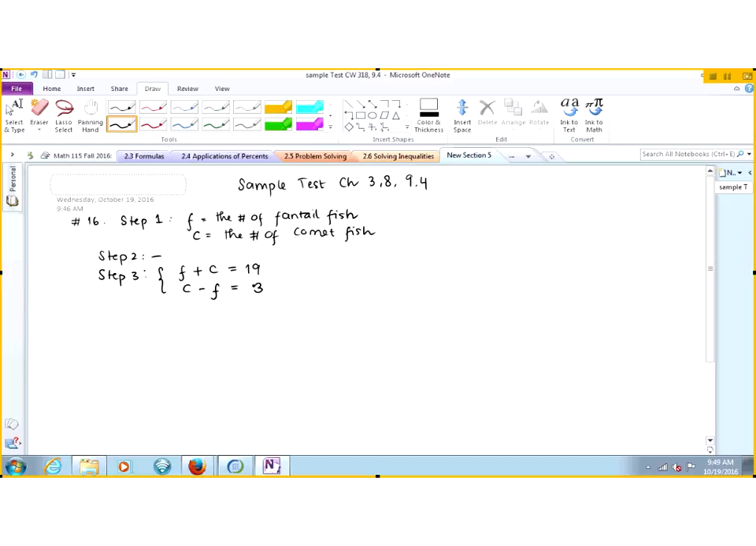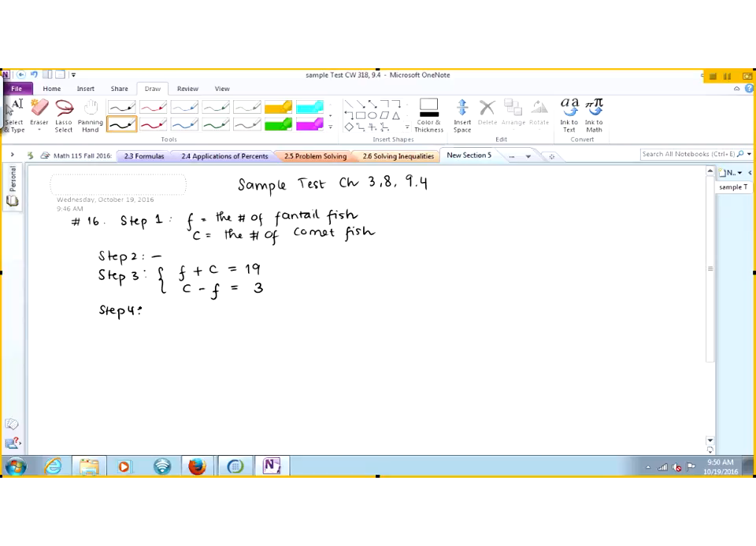Or you could say comet is equal to fantail plus 3, or fantail is equal to comet minus 3. But the easiest one is choose the bigger one. Which one is more, fantail or comet? Comet. So the difference is 3. So comet minus fantail is 3. Does that make sense? Okay, so the more minus the less is equal to the difference. I think that's the easiest one to translate. Okay, so can you solve this?